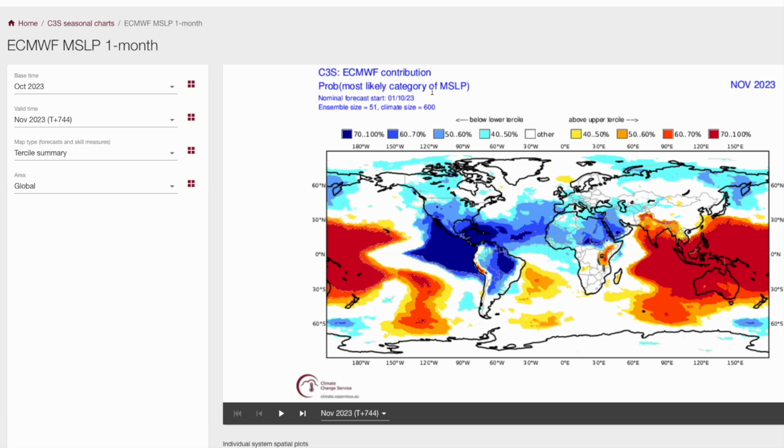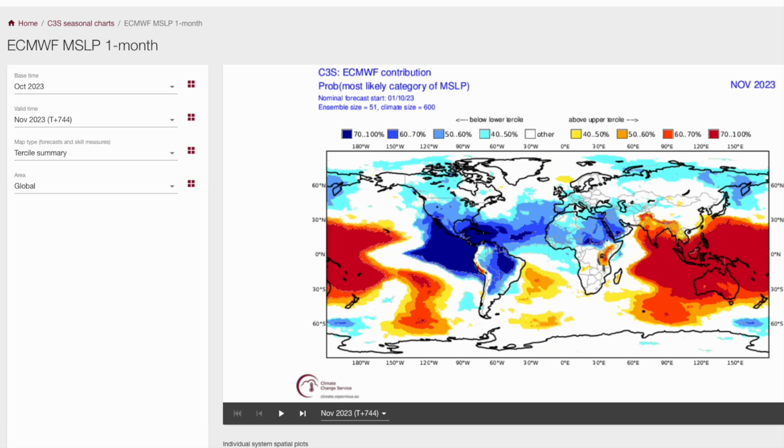Very interesting. So if we do start on the latest ECMWF, you can see the base time is October, and the valid time here is for November. So you can see the top right of the chart here, November 2023. So if you do look at the UK, you can see lots of blues to our south. That would be indicative of lower pressure. To our north, a little bit of yellows or oranges here, indicating perhaps some higher pressure.